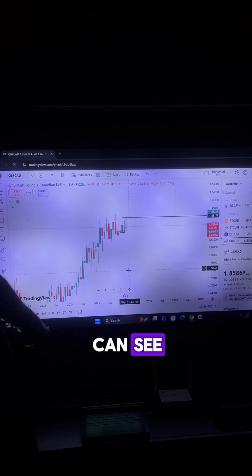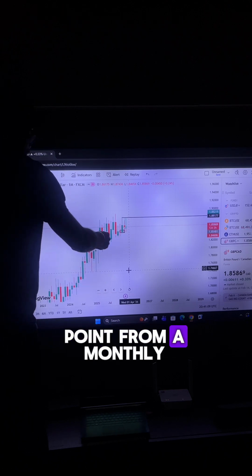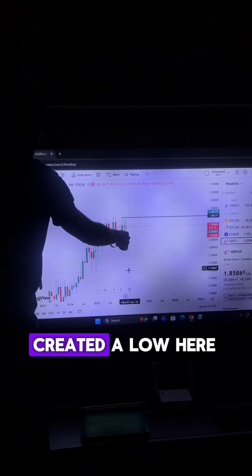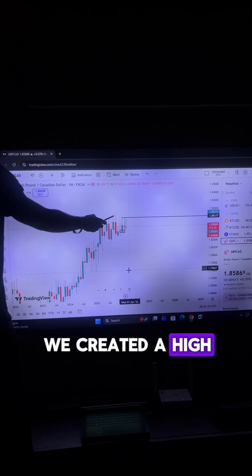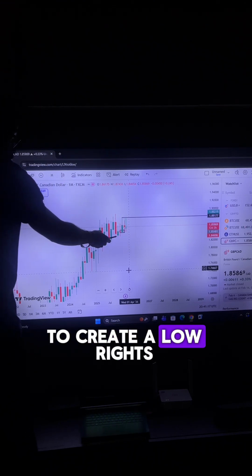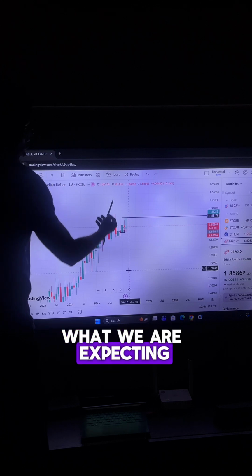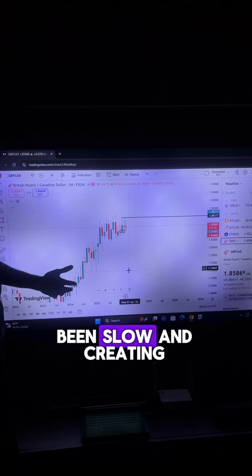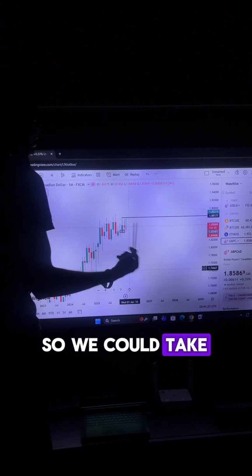And right now, as you can see, we're at a low point from a monthly demand zone. You can see we created a low here, created a low here, we created a high. Now we came back to create a low. What we're expecting price to do is to create a high. The only thing is the market has been slow in creating that high, so we could take advantage and make that buy.